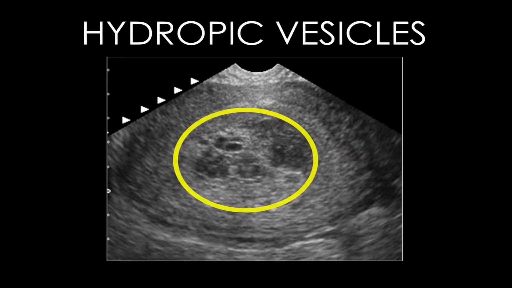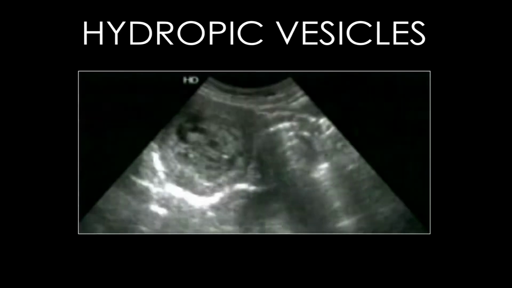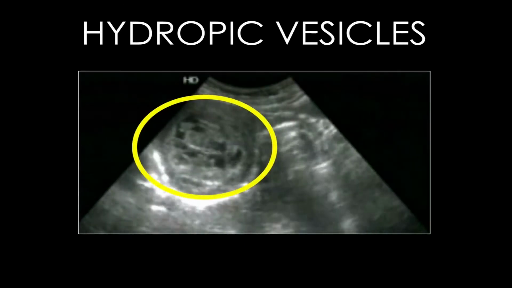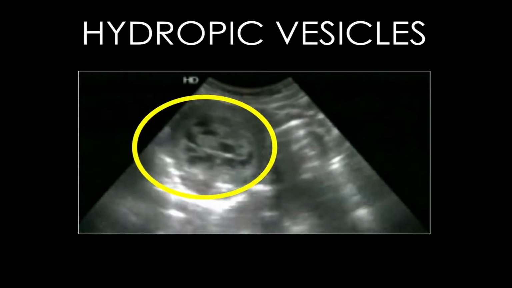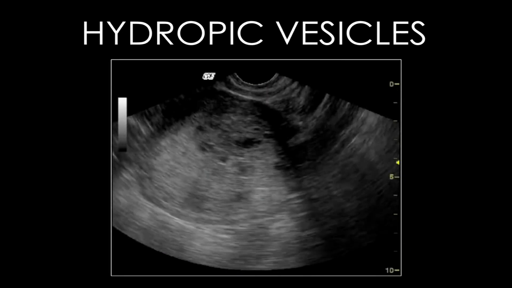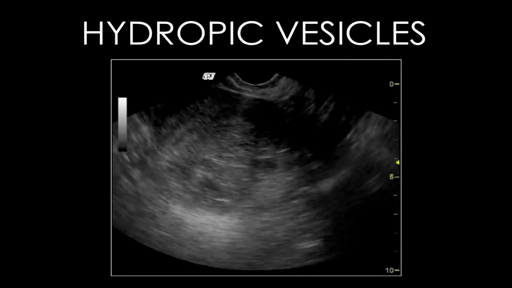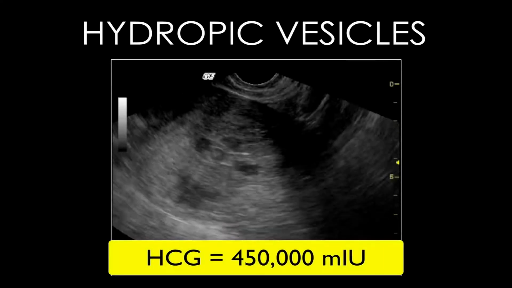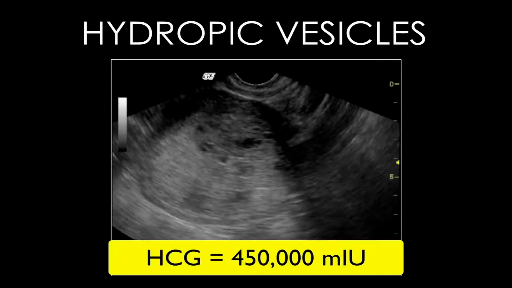As you would predict, it appears as multiple fluid-filled structures. This is a video with a transabdominal view of a molar pregnancy. Here is a transvaginal view of a molar pregnancy. This patient's HCG level came back at over 450,000 milli-international units.